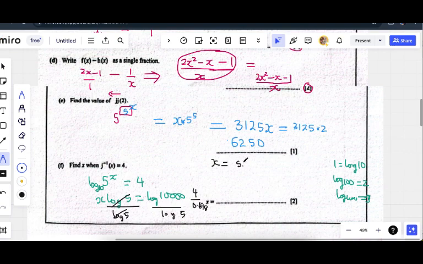So that's the value of x. So we get another 2 marks here.